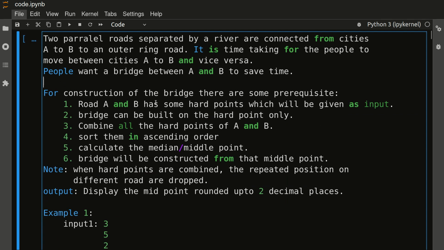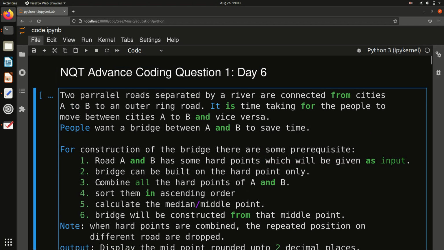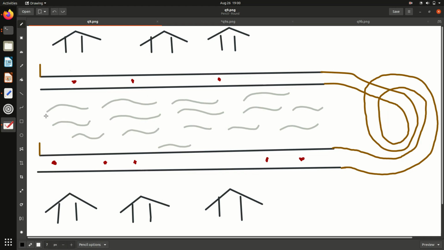You can pause the video and try to read the question. It is a bit lengthy. I hope all of you have gone through the question. Now I have made a diagram to help you understand. There are two cities given. This is city A, this is city B, and in both cities there is one road. This is the road in city A and this is the road in city B.